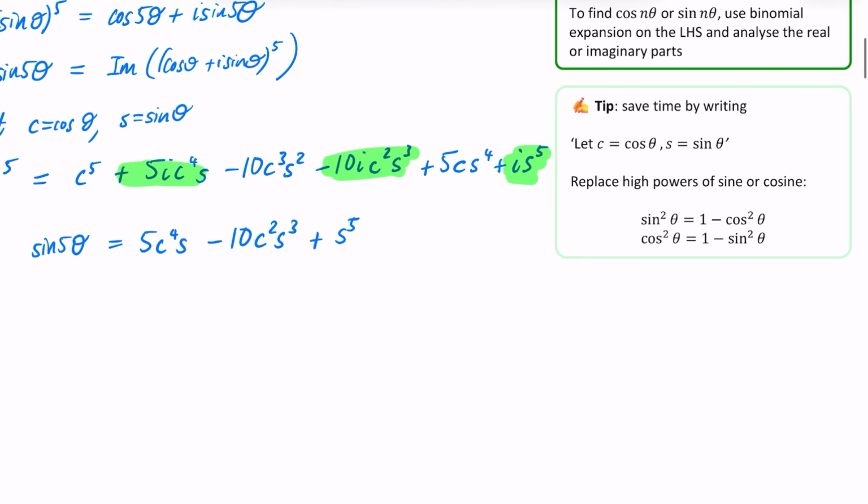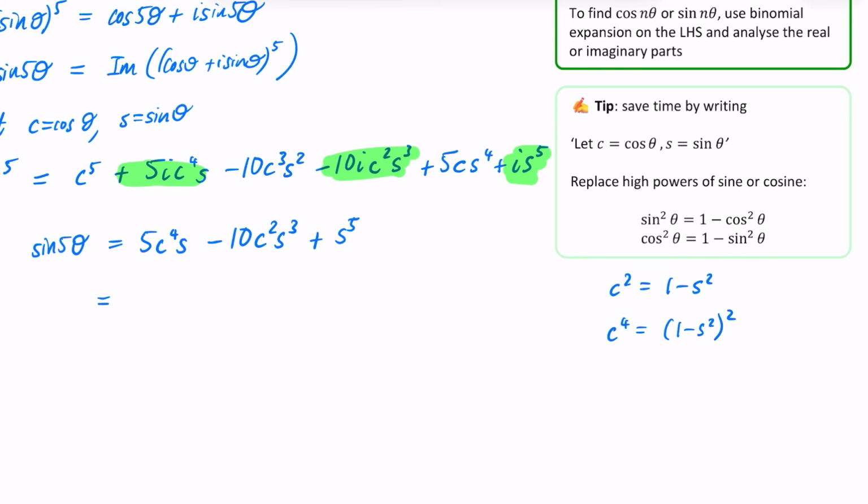So now we're going to try and do this bit. We're going to replace the high powers of sine or cosine using these things. So this is a cosine to the power of 4. A cosine squared is going to be 1 minus sine squared. So cosine to the power of 4 is 1 minus sine squared, all squared.